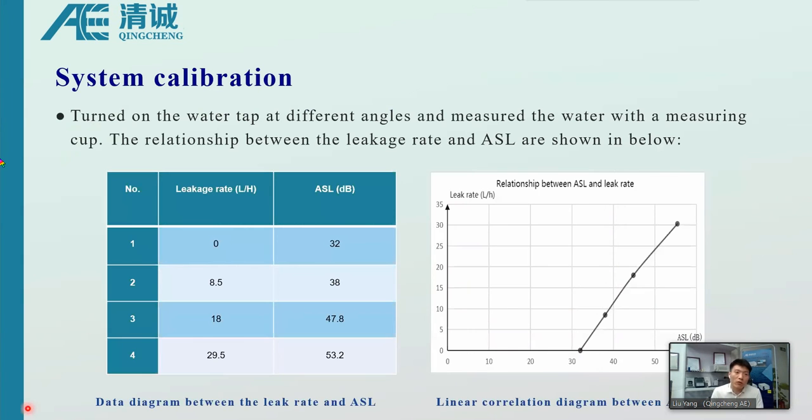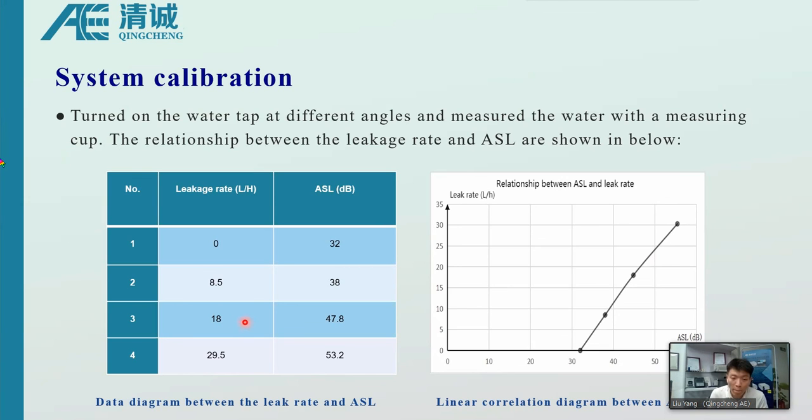So before the experiment, we do the system calibration. We turn on the water tap at different angles and measure the water with a measuring cup. The relationship between the leakage rate and ASL is shown below.